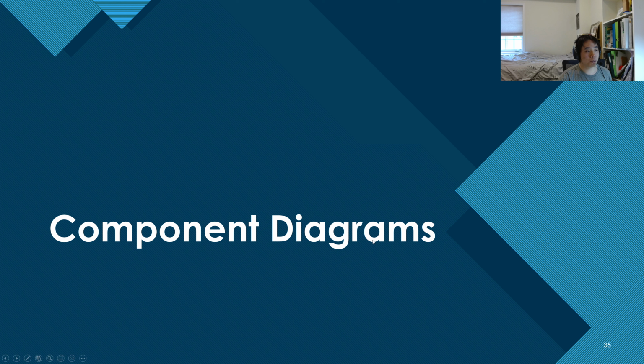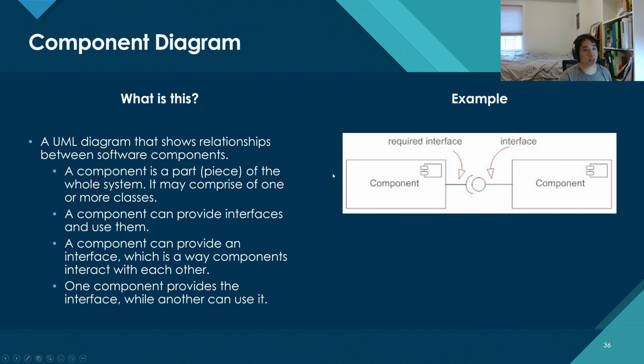So we have a components diagram. This is just a really brief explanation of it. A component diagram shows the relationships between different parts of the software, like different services and components. I'm also going to introduce the parts of it.